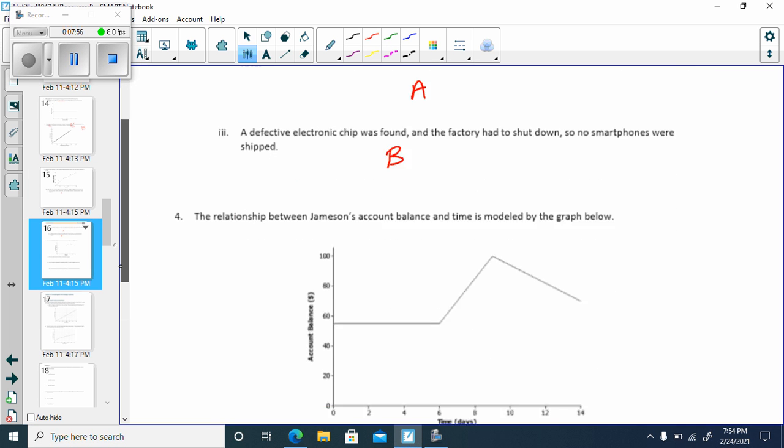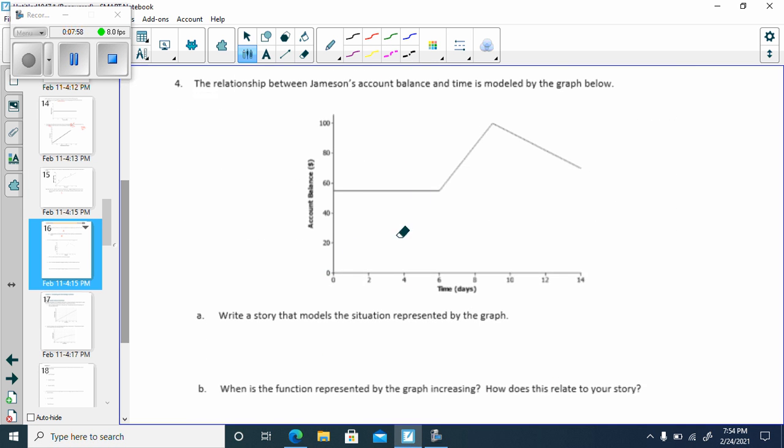Okay, let's look at the bottom one. The relationship between Jameson's account balance, see that's on the y-axis, and time on the x-axis can be modeled below. Write a story that models the situation. Well, what does Jameson start at? He starts at somewhere really close to this 60. That'd be about 50 there, so maybe 55.